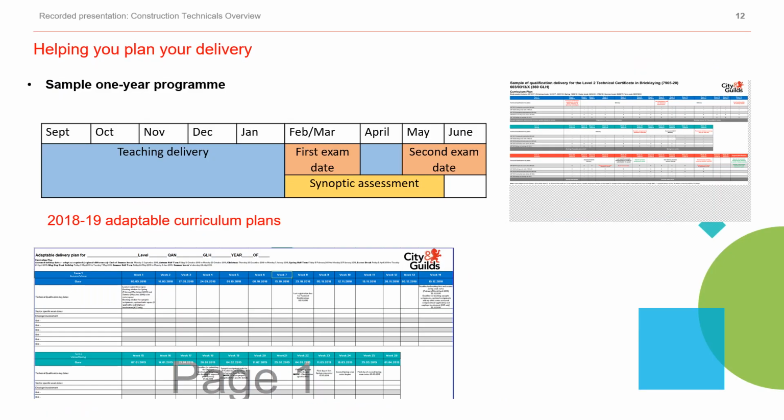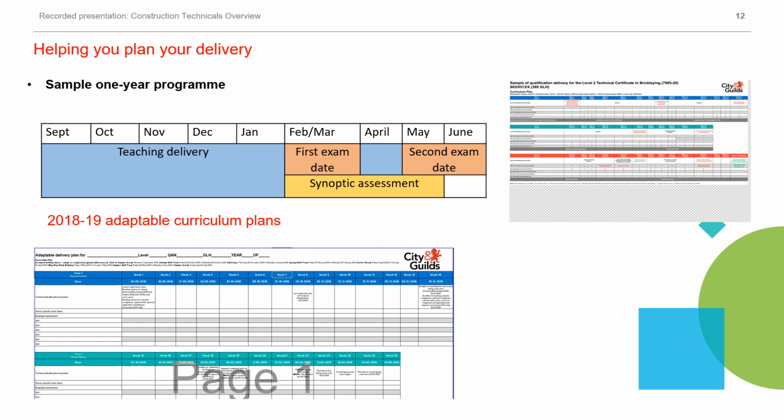What we've also produced, I've given there just an example of a one-year delivery, in a very simple form, stating that the first exam is between February and March and the second exam opportunity in May-June, and the synoptic covers between February and May, as we stated earlier. I would suggest and expect that the craft technicals will typically be delivered on a one-year programme.